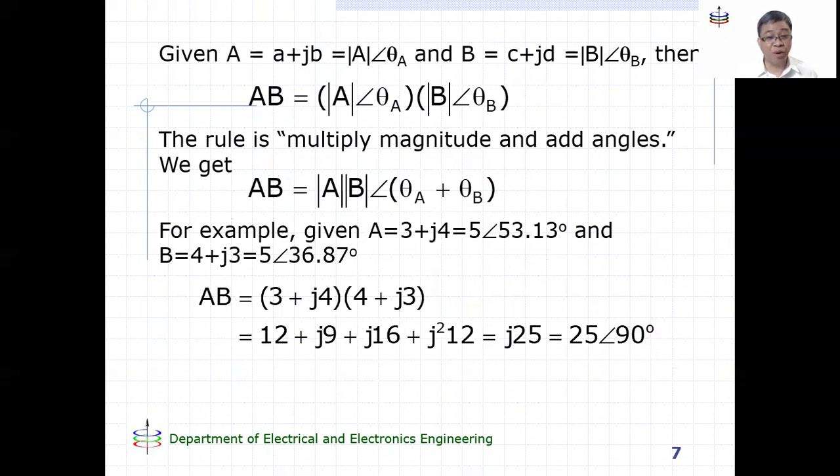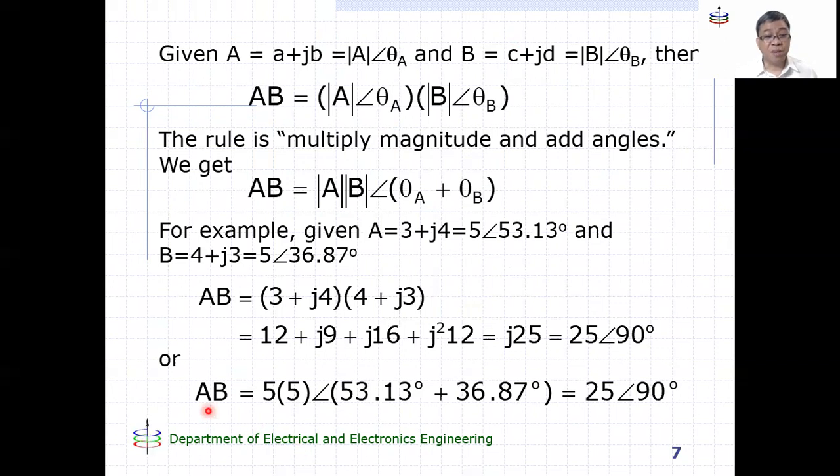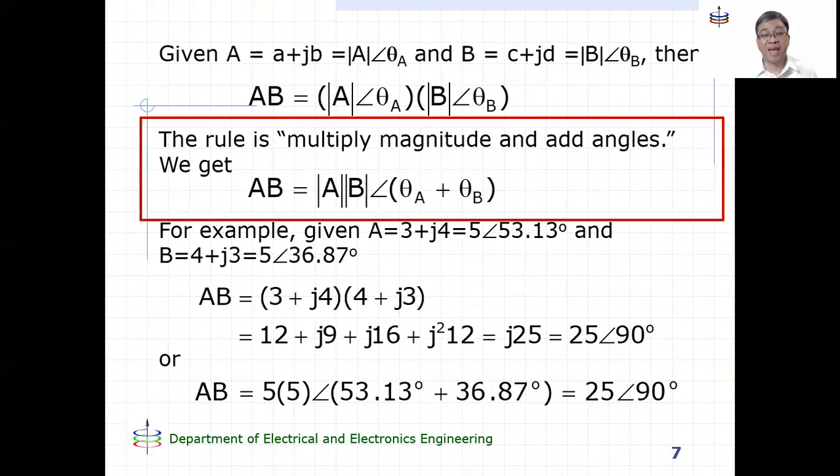Again, that J there corresponds to an angle of 90 degrees in polar form. Let's try this using polar forms. AB is simply equal to the product of the magnitudes, 5 and 5, and the sum of the angles. That's 53.13 and 36.87. Add them up, that's angle 90. Notice that they are the same, they're equivalent. So without deriving anything, we just showed it using an example. When multiplying two complex numbers, we'd rather do it in polar form: multiply the magnitudes, then add up the angles. That shouldn't be too bad.